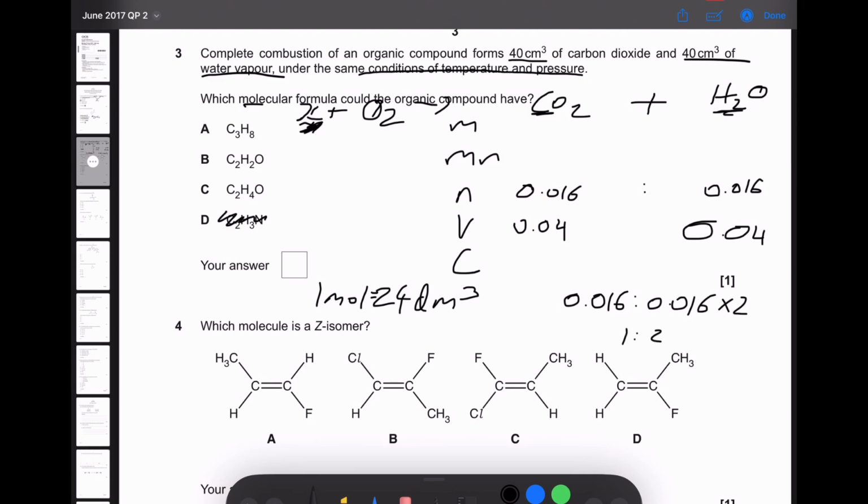So we're looking for an organic compound with a ratio of CH2. So first one, 3-to-8, that's not right, so just cross that one out. B, not that one, cross that one out. C, 2-to-4, that's 1-to-2, that's awesome, so it's going to be C, and it can't be D like we said earlier, because it's got a nitrogen in it.